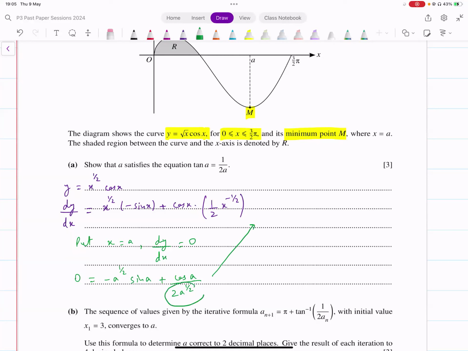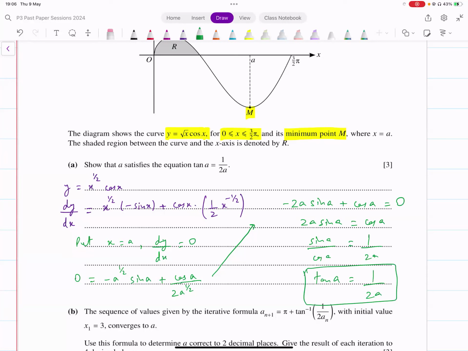Multiply the whole equation by 2a raised to the power 1/2 to get rid of the fraction. Let's do that. If I multiply the whole equation by 2a^(1/2), it becomes minus 2a, a^(1/2) times a^(1/2) becomes a, sin a plus cos a equals 0, and that becomes 2a sin a equals cos a. Sine over cos, sin a over cos a, that becomes 1 over 2a, and tan a equals 1 over 2a. That's what you had to prove in the first part here.